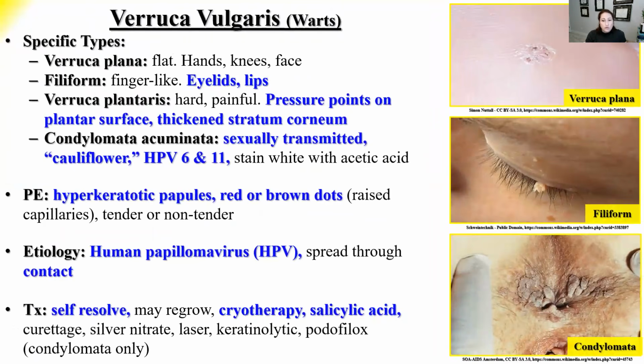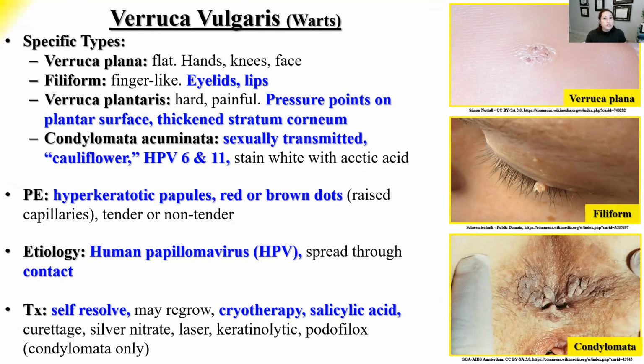Veruca vulgaris, also called warts. There's 4 types that we'll talk about on this slide. We have veruca plana or plana, which is a flat type of wart. That's the top picture there. That can occur commonly on the hands, the knees, and the face. Filiform is the second picture down. It's kind of finger-like, and that's more common on the eyelids or on the lips.